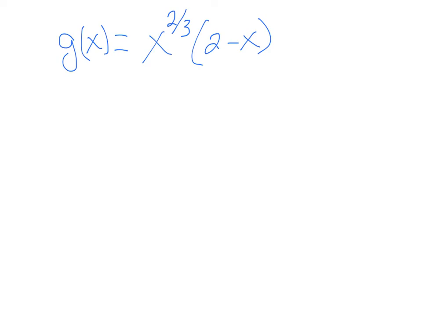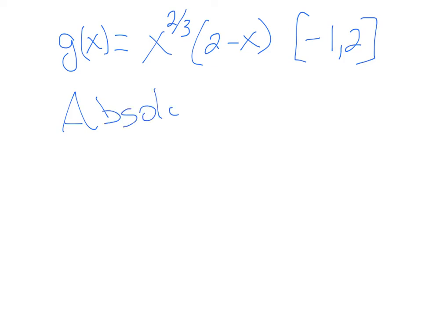Before coming into class, I want you to give one a try. I want you to look at the function g of x is equal to x to the 2/3 times the quantity of 2 minus x on the interval of negative 1 to 2. I want you to find what is the absolute maximum and absolute minimum. In trying this, make sure you remember that when you set the derivative equal to 0, those will give you critical points, as well as when your derivative is undefined.